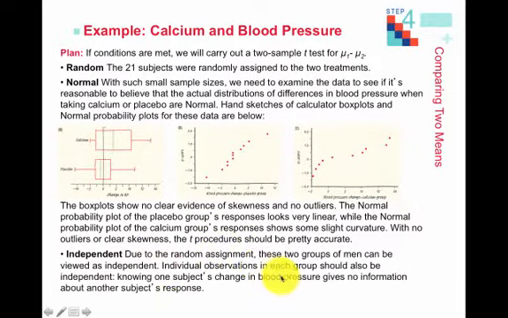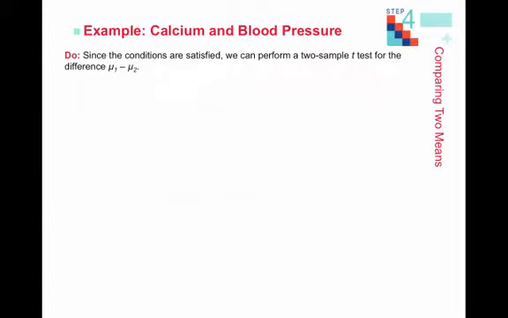And due to the random assignment, these two groups of men can be viewed as independent. Individual observations should be independent also. Knowing one person's change in blood pressure gives us no information about another. So we don't even need to worry about the 10% condition here. It's not applicable. So let's go. We've got our conditions. We are going to perform our two-sample t-test for the difference.